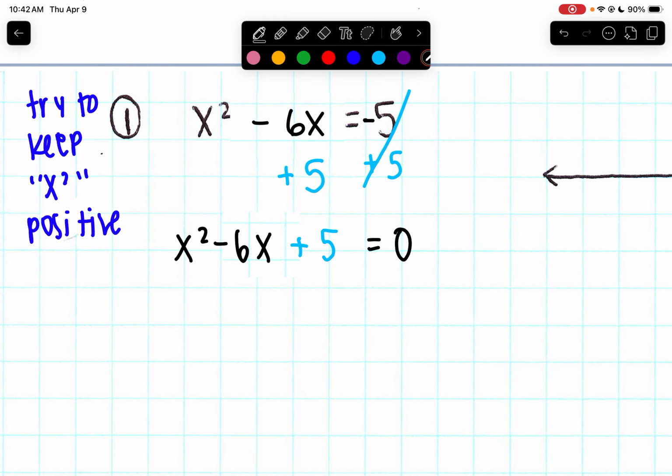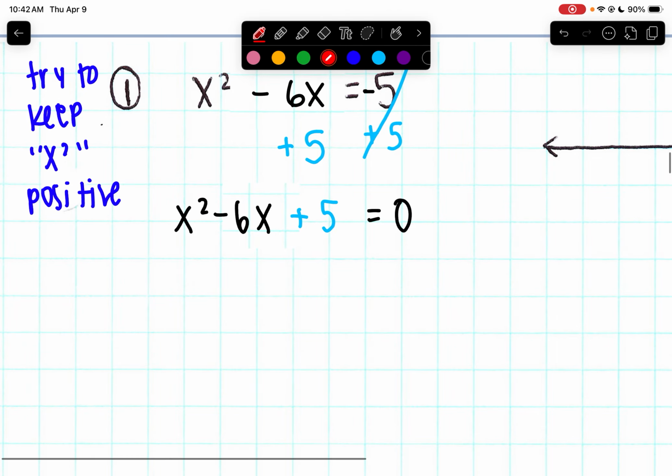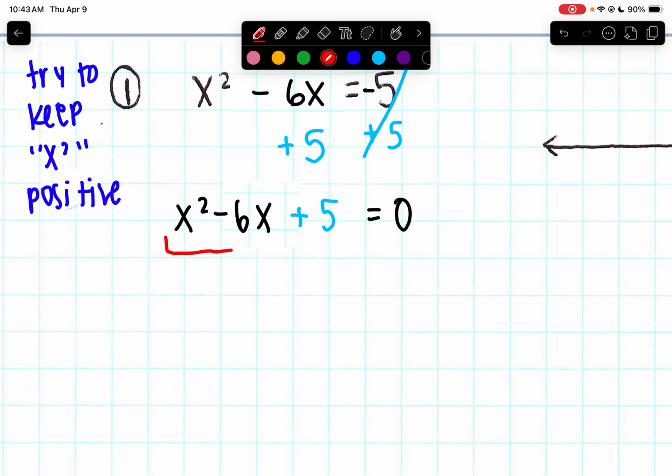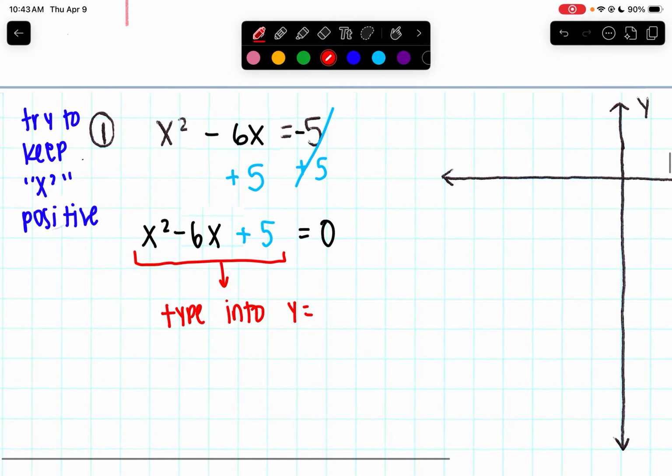Once we have one side equal to 0, this is just a review of what we've done before. We just want to graph this. So I'm going to take the equation over here, the x squared minus 6x plus 5, and type that into my calculator. So type into your y equals screen. And so I'm going to go ahead and show that on my calculator.